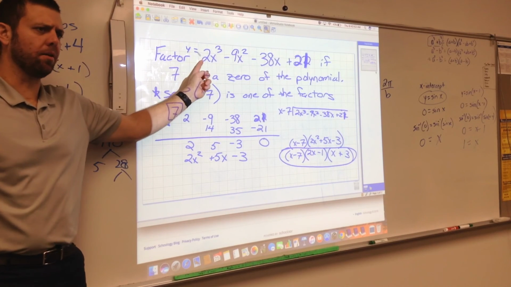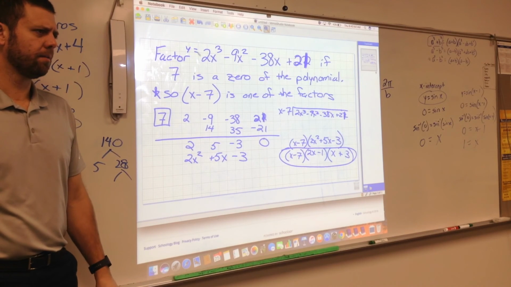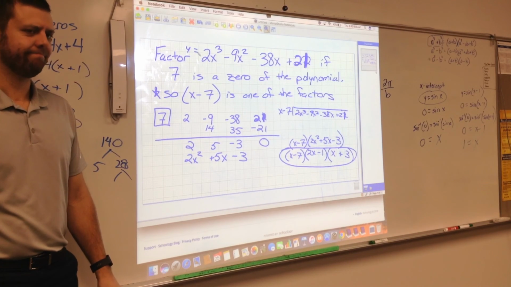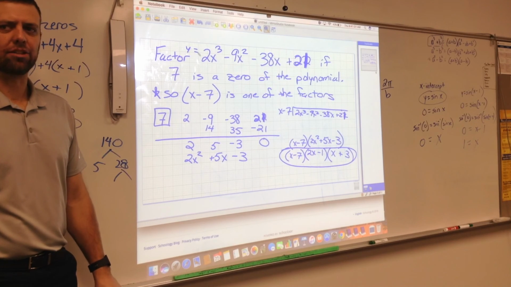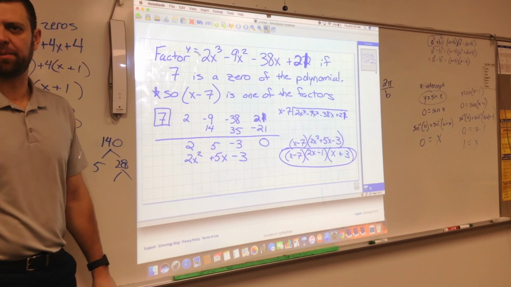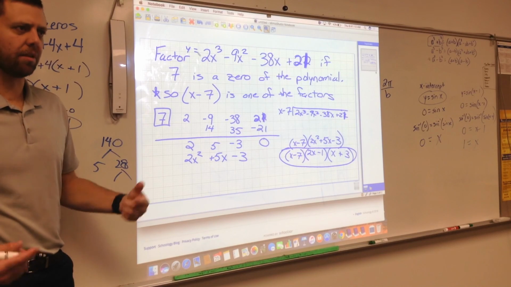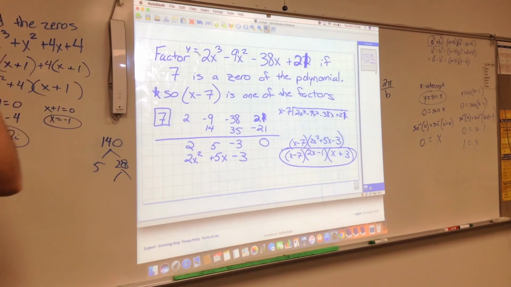What's the degree of this polynomial? 3. How many zeros do we end up with? That's always going to happen. Whatever the degree is, that's how many zeros there are. That's the fundamental theorem of algebra. So that's something that we'll also use over the next few class periods. Okay? All right.